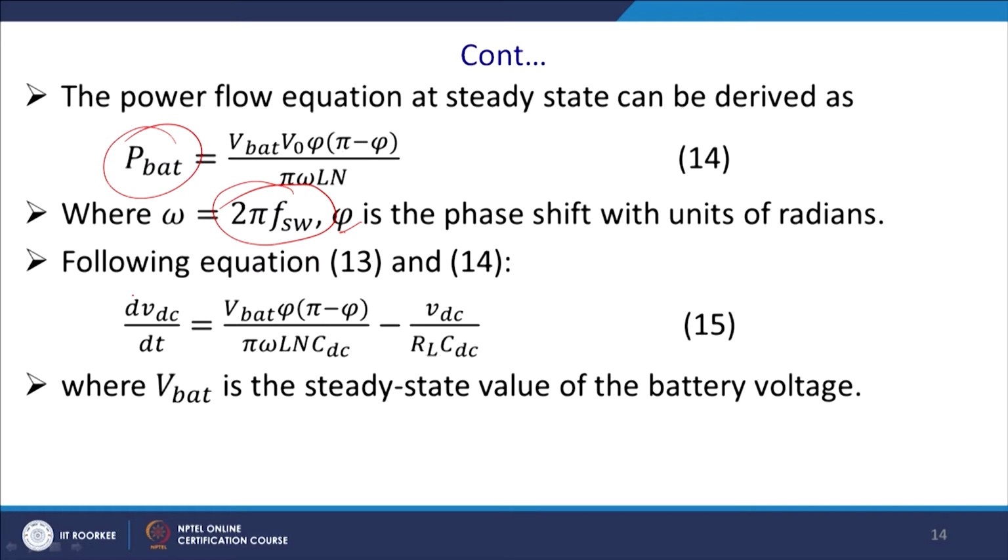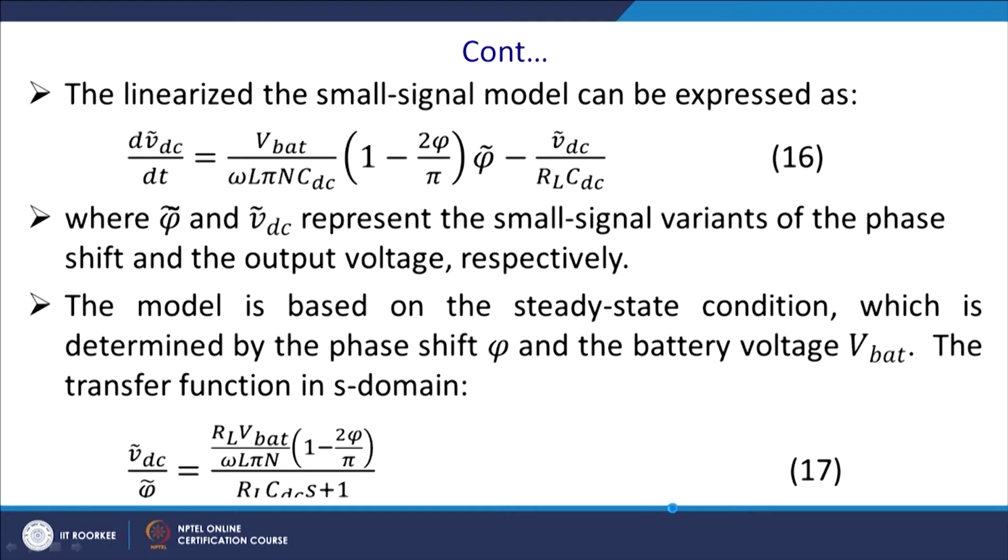And thus what we can compute from equations 13 and 14: dV/dt equals battery voltage into psi into pi minus psi, over omega L_n C_DC, minus there will be a regulator factor V_DC over R_L C_DC, where we assume that the battery voltage almost remains constant. So, there is no variation in the battery voltage. The battery voltage is the steady state value of the battery, and only then is this analysis more fruitful.